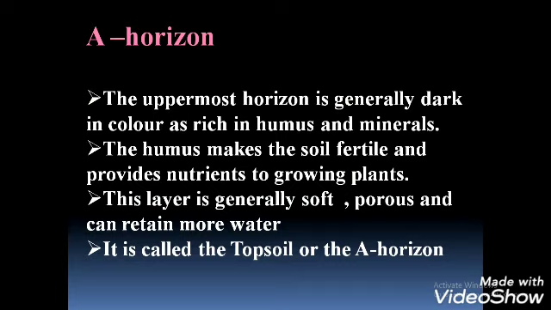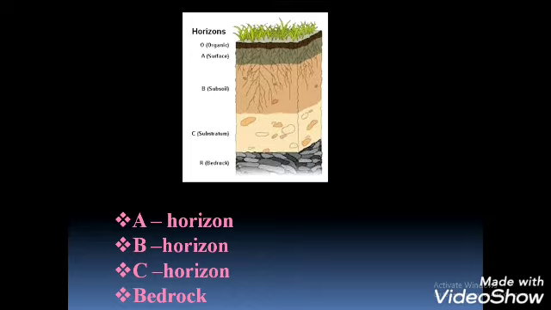So we can say that this uppermost layer is the A horizon and it is very rich in humus and minerals, and this humus makes the soil fertile and provides nutrients to growing plants. This layer is very soft and porous. What is porous? It contains holes and can retain more water, and this layer is called topsoil or A horizon. Okay, this is the surface layer.